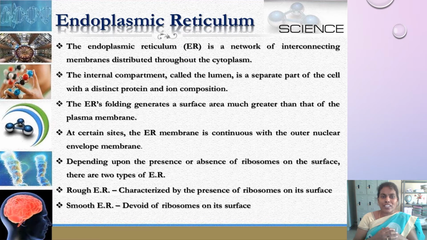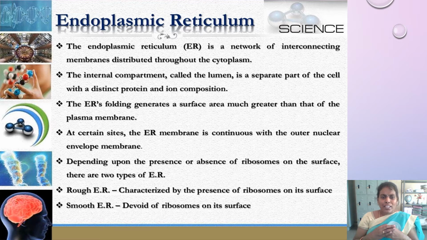Let us know about each and every cell organelle present inside the cytoplasm. First we will start with the endoplasmic reticulum. The endoplasmic reticulum is a network-like structure which is distributed throughout the cytoplasm inside the cell. There are two types of endoplasmic reticulum: rough endoplasmic reticulum and smooth endoplasmic reticulum, based on the presence or absence of ribosomes on the surface of the endoplasmic reticulum.